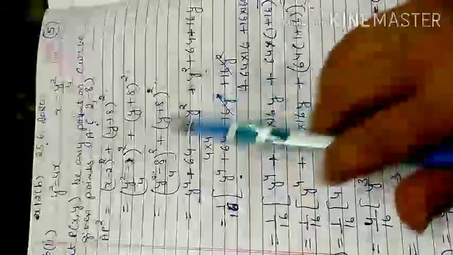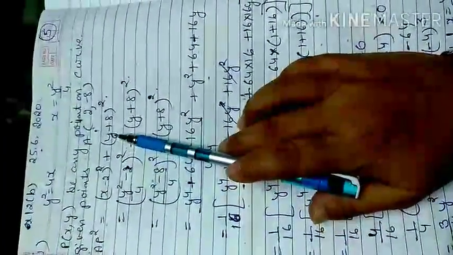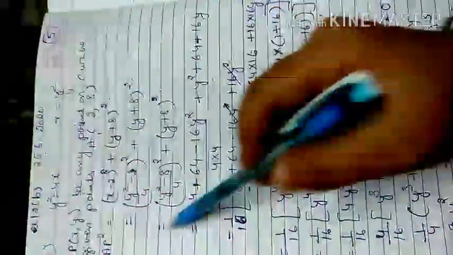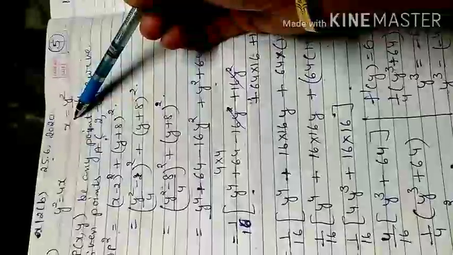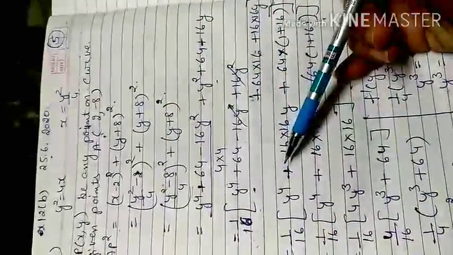The point is (2, minus 8). First we apply the distance formula here, like (x minus 2) whole square plus (y plus 8) whole square. After that you have to extract the x value from the curve, x is equal to y square by 4.